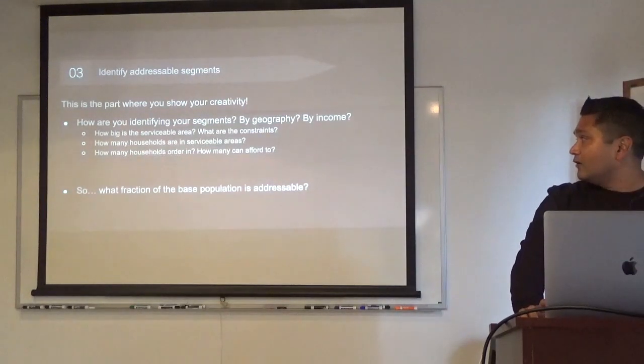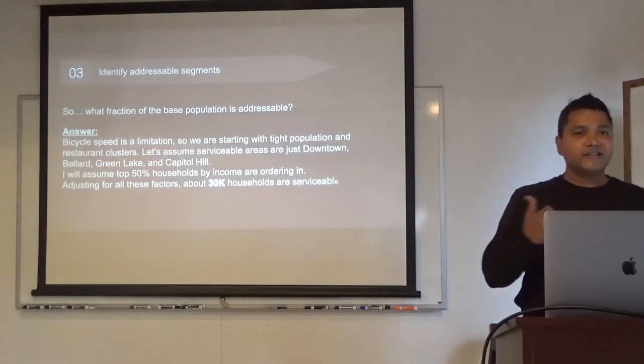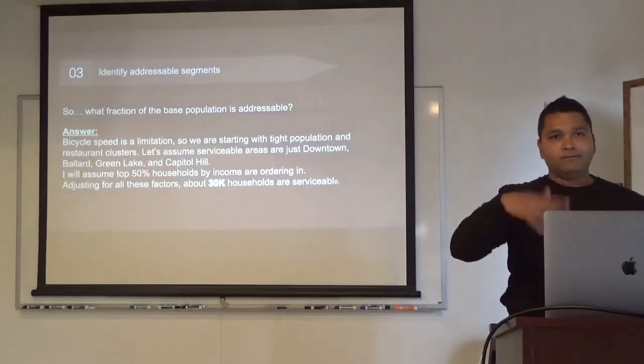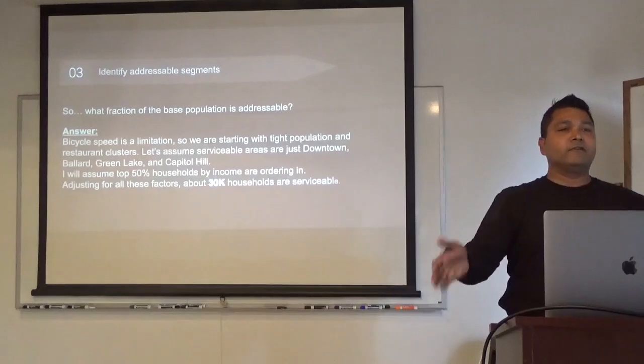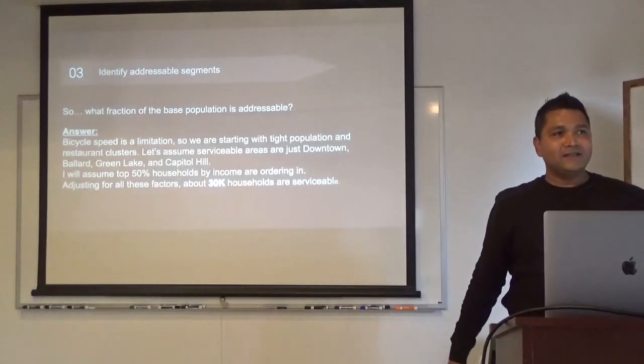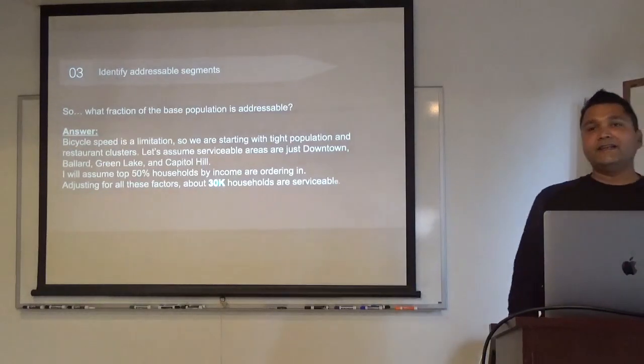And like I said, no wrong or right answer. Here's how I would do it. I would say we are delivering by a bicycle, so speed is a constraint. You can only deliver X miles on a bicycle. So I would just look at places where restaurants and people are concentrated. So I'd say I'll start with downtown, Ballard, Green Lake, and Capitol Hill.